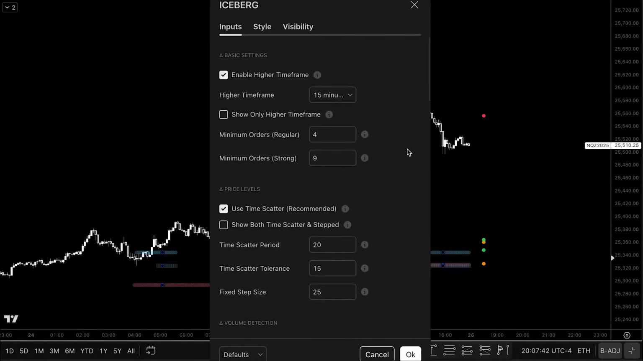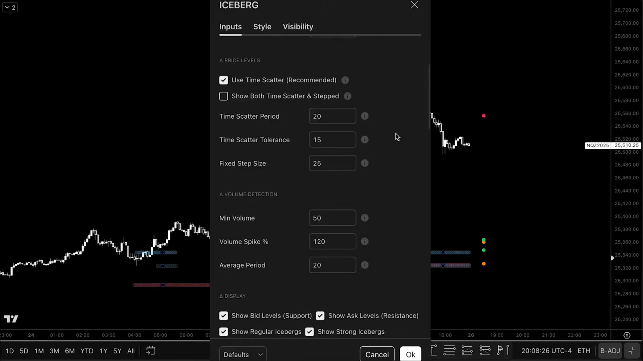You can also see we have strength tiers. We'll have different shapes and different colors representing a minimum of 4 orders making up that iceberg, or 9+ orders for the stronger, larger accumulation icebergs. There are a few other settings you can tweak yourselves, but the default, as usual with all our tools, is how I'm using it.